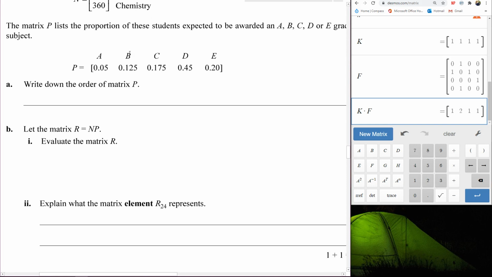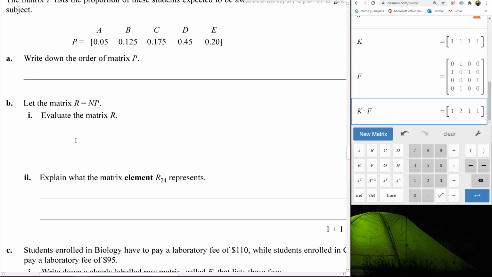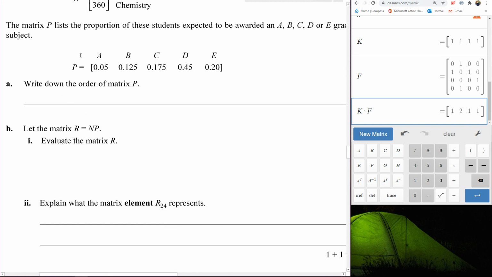So what this is saying is how many students will get an A, how many will get a B, how many C, how many D, how many E. All right. So in terms of the order of the matrix, what's the order of matrix P? Well, how many rows, how many columns? I can see there's only one row. And how many columns? 1, 2, 3, 4, 5. 5 columns.